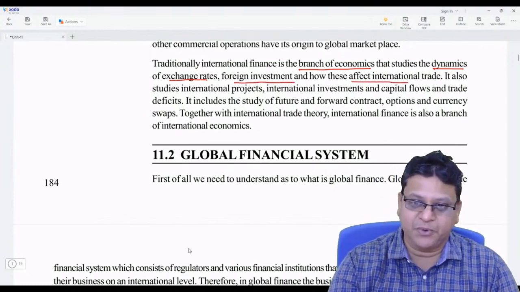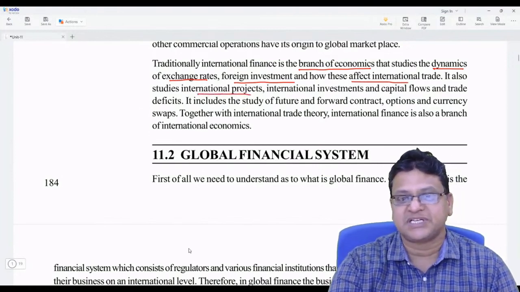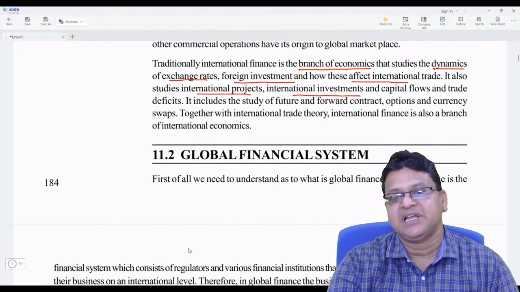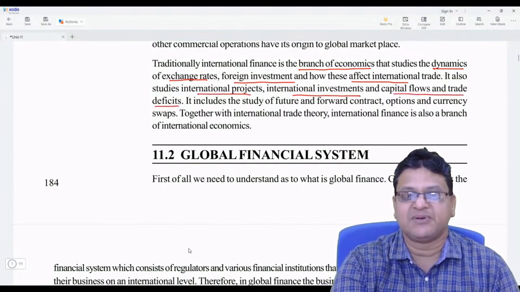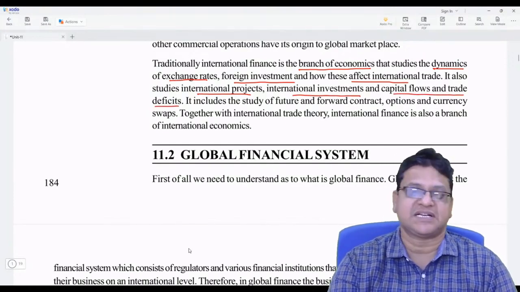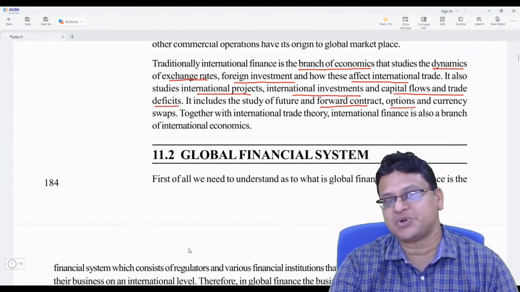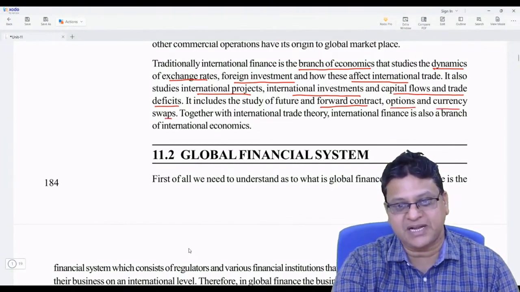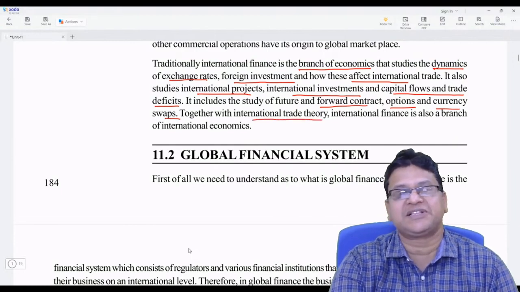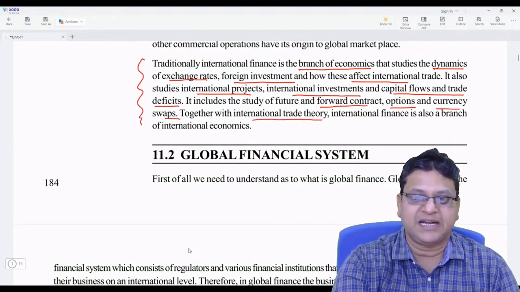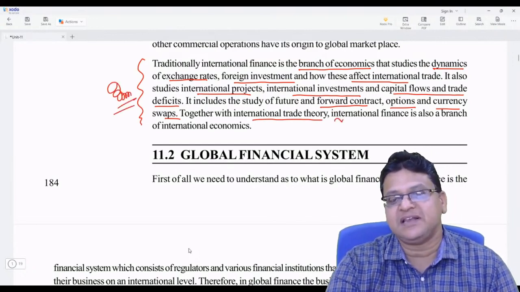It is a branch of economics which studies international projects, international investments, international capital outflows, international trade, international trade deficits, etc. It also studies forward contracts, option contracts, currency swap contracts, etc. It also deals with different international trade theories. So I can say that international finance is a branch of international economics.